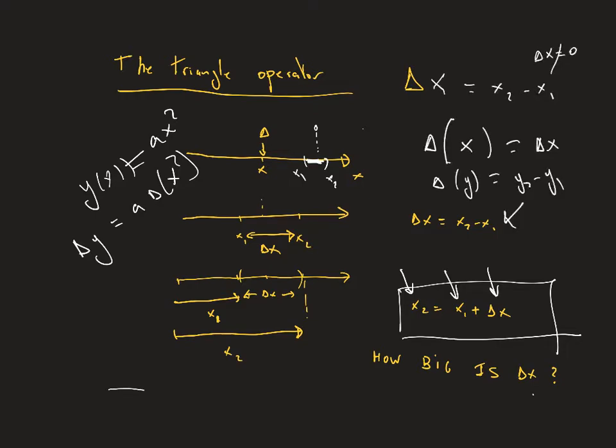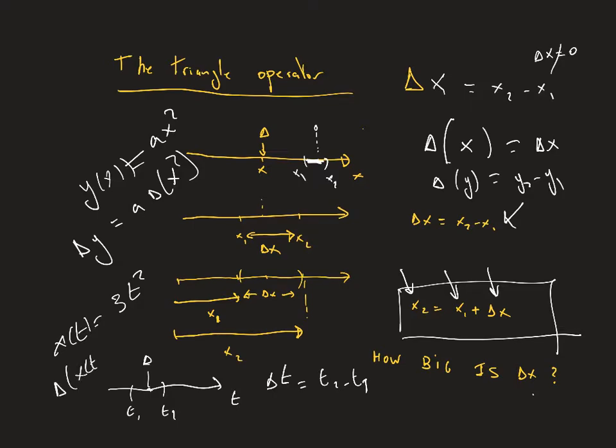With the time, we'll do the same thing. This is the time. We'll apply the delta operator at a point, and when it applies, it will produce t1 and t2. So delta applied to t will be t2 minus t1. So we want to know if we have an equation like x of t equals 3t squared, and we apply the delta operator to x of t, how will it be affected when we do 3 delta of t squared? So this is what we want to find.